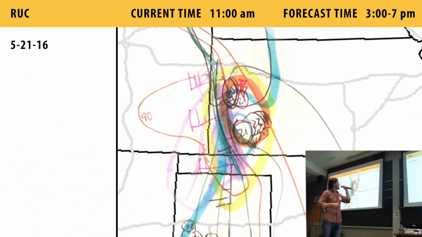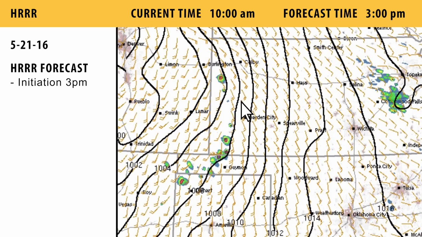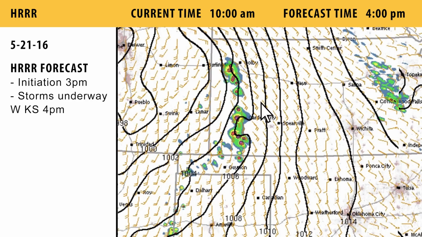Okay, next place we're going to look at is West Kansas on May 21st. Here's my spaghetti. I'm liking the higher end of that outlook. Storm Prediction Center gives a 5%. It was 2% earlier. And so the 10 a.m. run for 3 p.m., we've got some showers forming up here. The 10 a.m. run for 4 p.m., and we've got definitely some storms underway by 4 p.m.